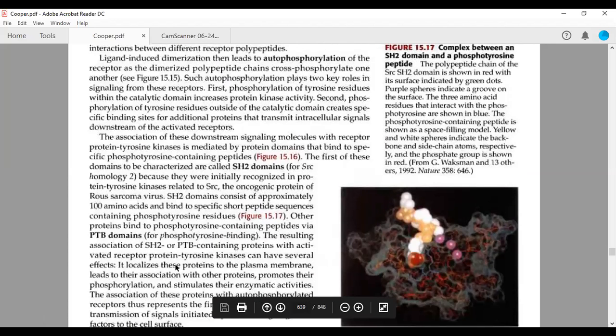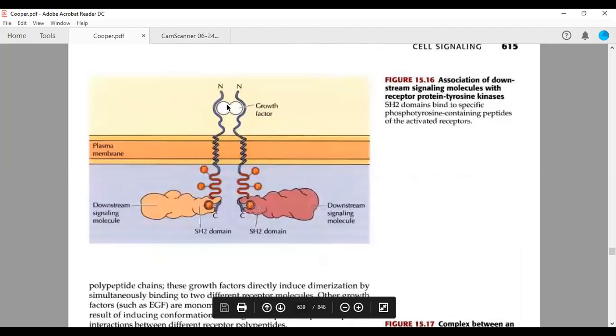Suppose some signal will bind to the cell surface. See here, with the cell surface, this growth factor will bind to the N-terminal domain. Now there is a conformational change and phosphorylation of these two types of tyrosines present either in the catalytic domain or outside the catalytic domain. Then this particular protein will bind to this particular phosphotyrosine, so that it will be phosphorylated, because this is a tyrosine kinase again. So it will be phosphorylated and then activated, and this will transmit the signal downstream, so that it will phosphorylate or activate some other proteins in the cytosol, so that the signal will be transmitted from here inside the cell to its target.